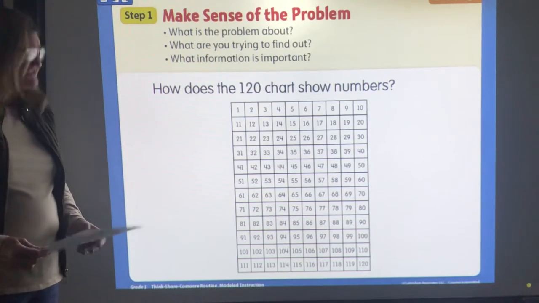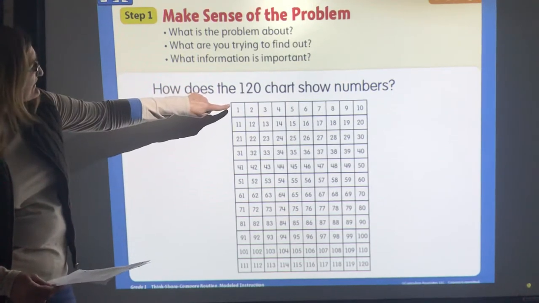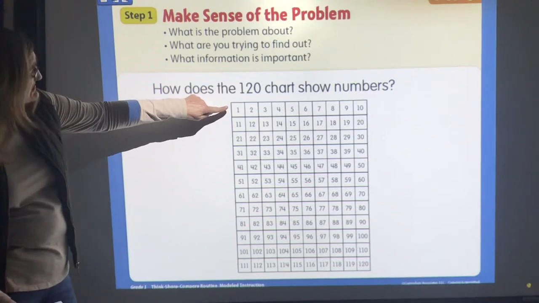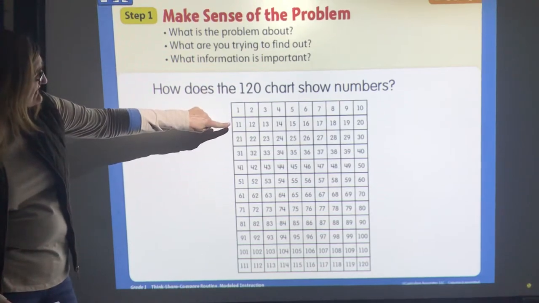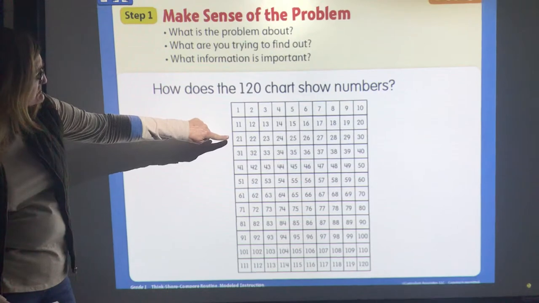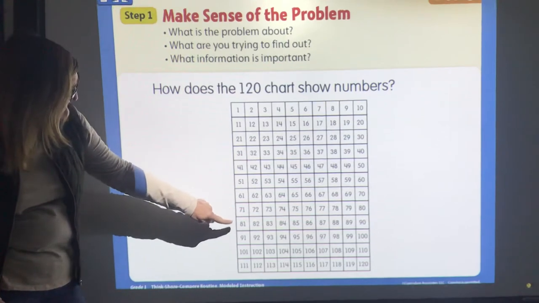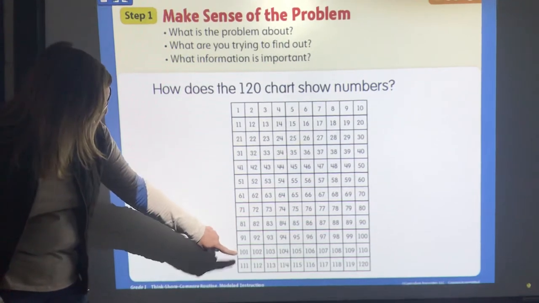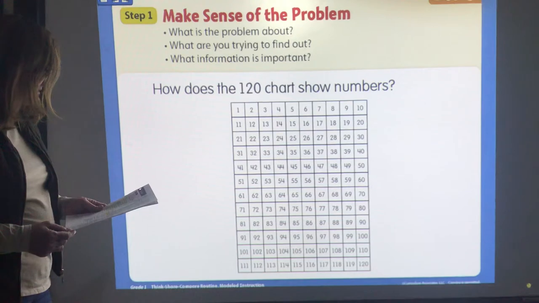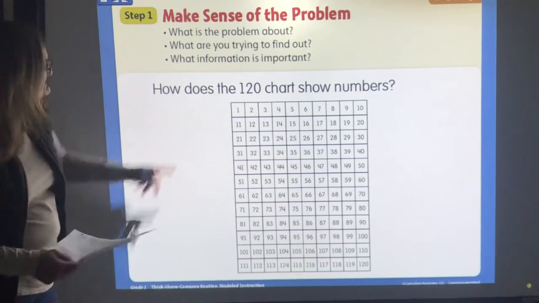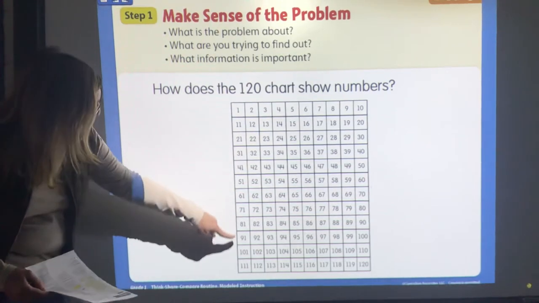All right, I want everybody to look at our first column on our 120s chart. Let's count together, and you point to it. 11, 21, 31, 41, 51, 61, 71, 81, 91, 101, 111. I want you to look to see what is different about each number, and what is the same about each number as we go down.